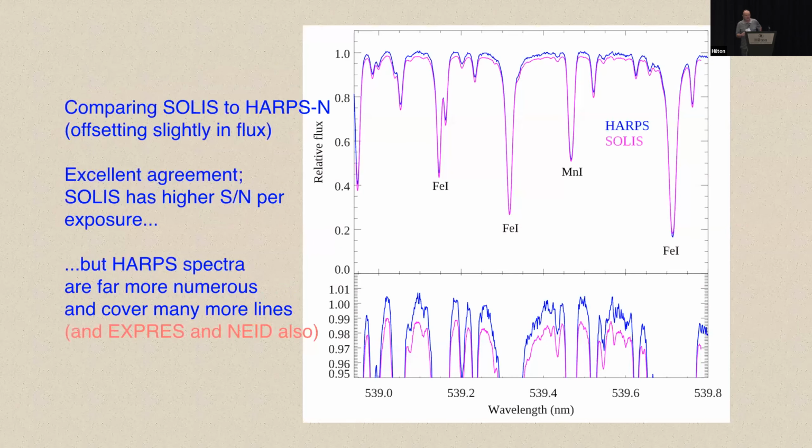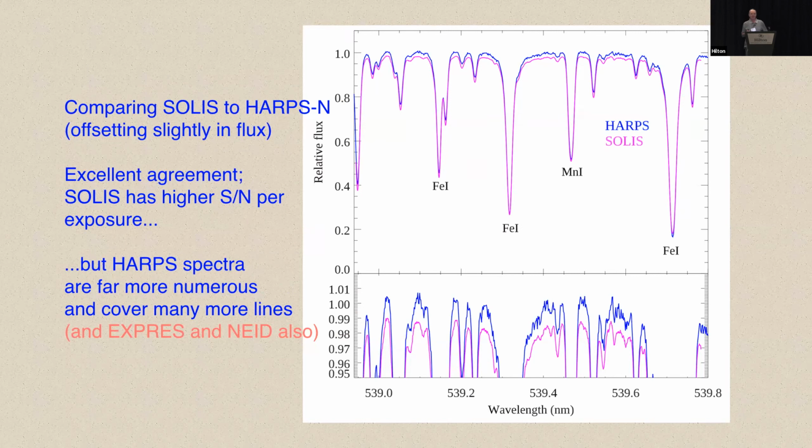So in this figure, I've overplotted spectra. For a while, SOLIS and HARPS North were both observing the sun on the same days. I literally picked a random day when they were both observing the sun, and I've overplotted the spectra. I shifted the SOLIS spectrum down a few percent, because if I didn't do that, it would be hard to see the difference. There's generally excellent agreement between the two.